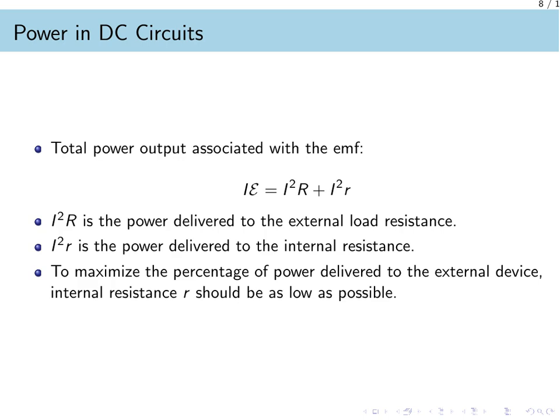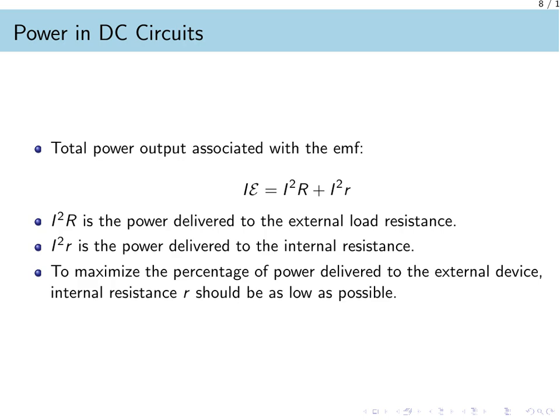When we look at the power distribution in a DC circuit, we multiply our voltage equation by the current. This shows that the total power output associated with the EMF is split into two parts: the power delivered to the external load resistance, calculated as I squared times R, and the power wasted as heat within the internal resistance, calculated as I squared times r.